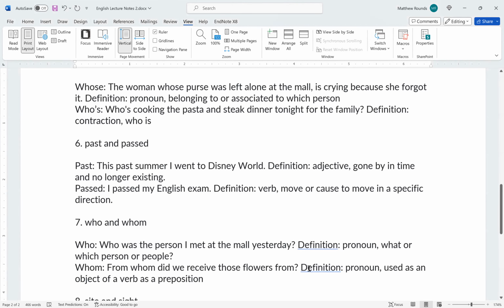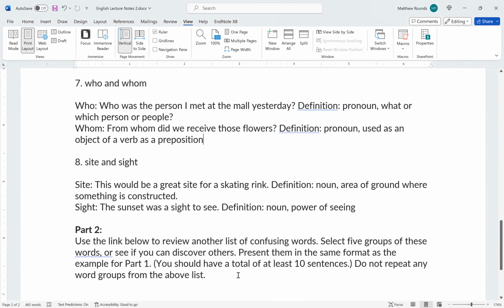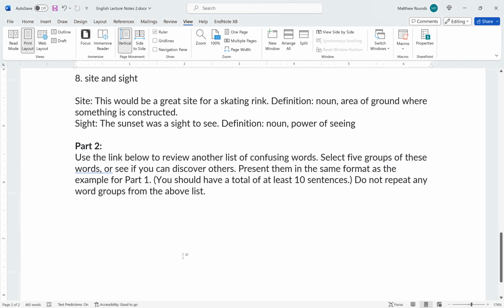I would probably remove the word from. That seems redundant. From whom did we receive those flowers? Yeah, that's good. Okay, so now we've got to find some new ones, and I'm trying to find a few that are more common.